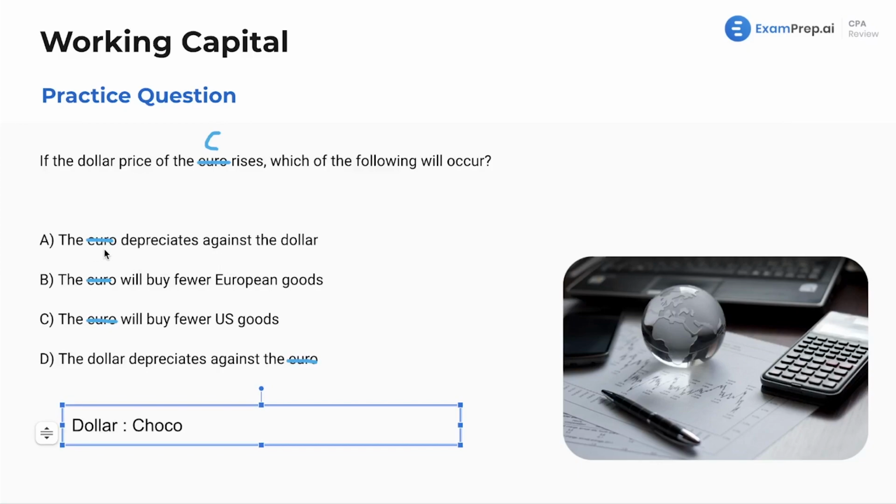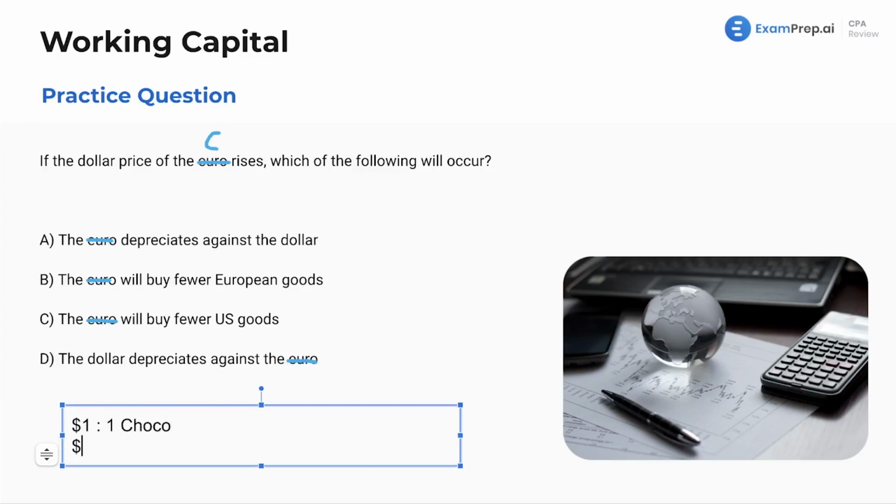So, the chocolate depreciates against the dollar. Well, let's say that in the beginning, it was $1 equals one chocolate bar. Now the dollar price of a chocolate bar increases, so now it's $2 for one chocolate bar. Okay, so did the chocolate depreciate against the dollar? No, the chocolate actually appreciated, right? Now a chocolate bar is worth more US dollars. So that crosses off letter A.